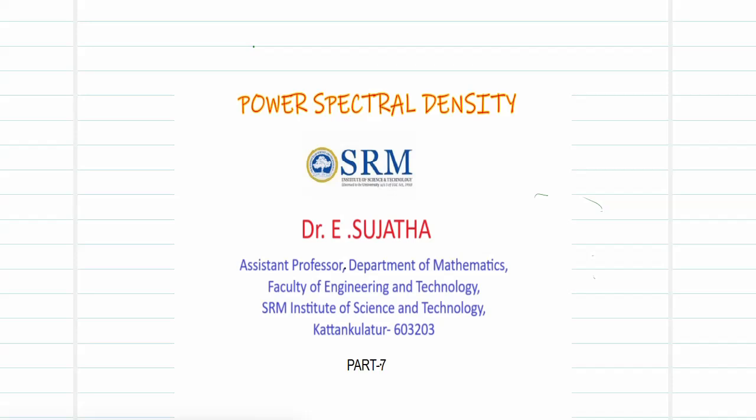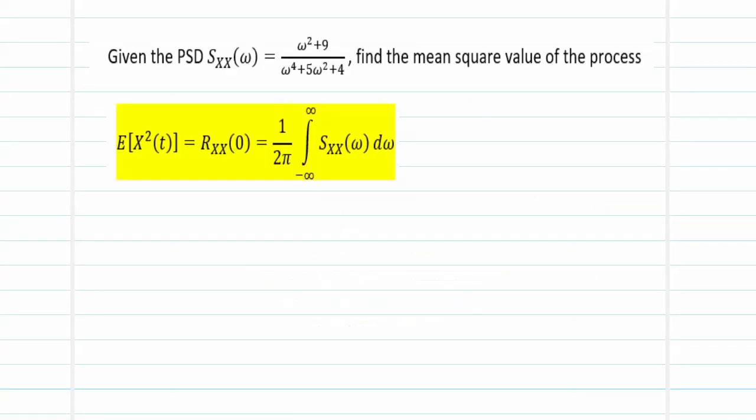The problem is: given the power spectral density Sxx of omega, the value of it is (omega square plus 9) divided by (omega power 4 plus 5 omega square plus 4). We have to find the mean square value of the process.